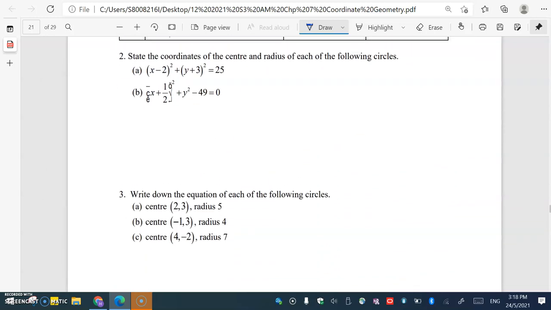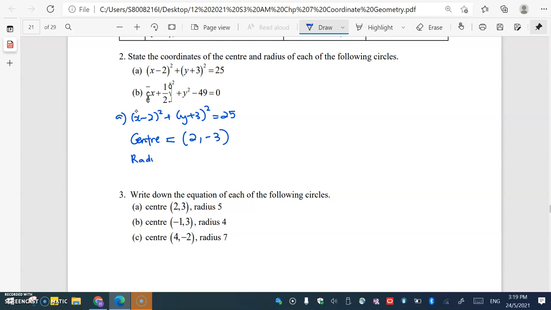So if given a question like this, take the coordinates of the center and the radius of each of the following circles. If I look at question A, it says (x − 2)² + (y + 3)² = 25. I can therefore conclude that the center is (2, −3). The radius is actually 5 units.